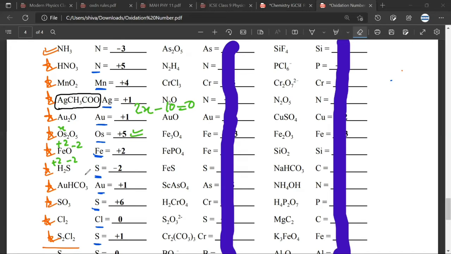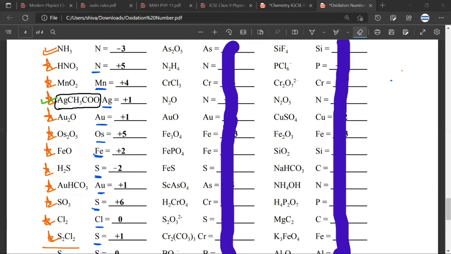Any doubt, sir? No, sir. Yeah. So let me skip this for 2 minutes. SO3: oxygen is -6, so sulfur would have to be +6. This is chlorine. It is not combined to anybody, so that is why the oxidation number is 0. And here, chlorine would have to be -1. So 2x minus 2 is equal to 0. Therefore, sulfur would be +1. Any doubt? No, sir.